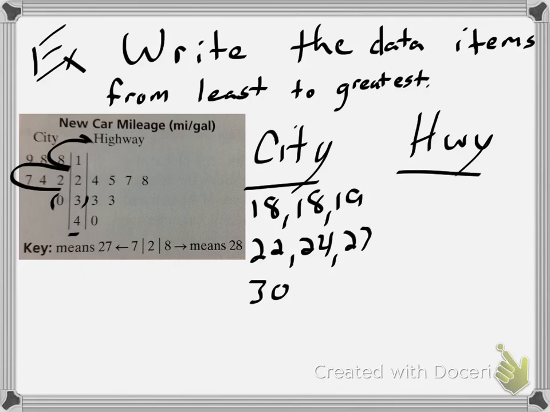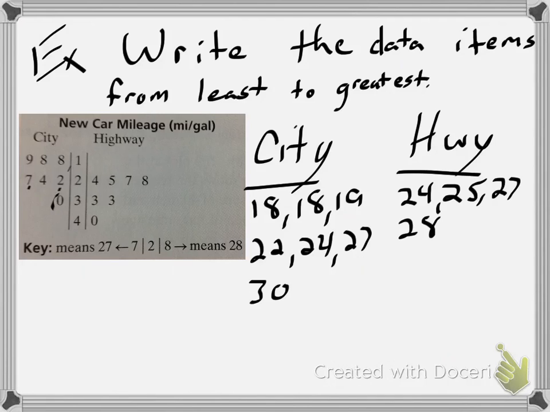So now let's do highway side. There's no teens, so let's go straight to 20s. 24, 25, 27, 28, 33, 33, 40. That's it. We just listed both those values.